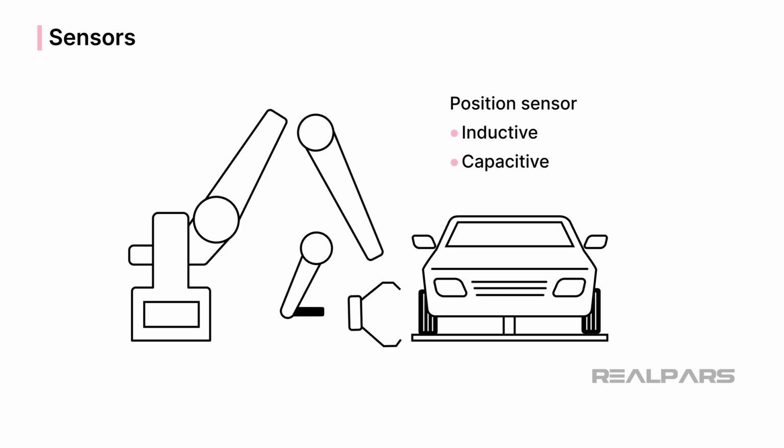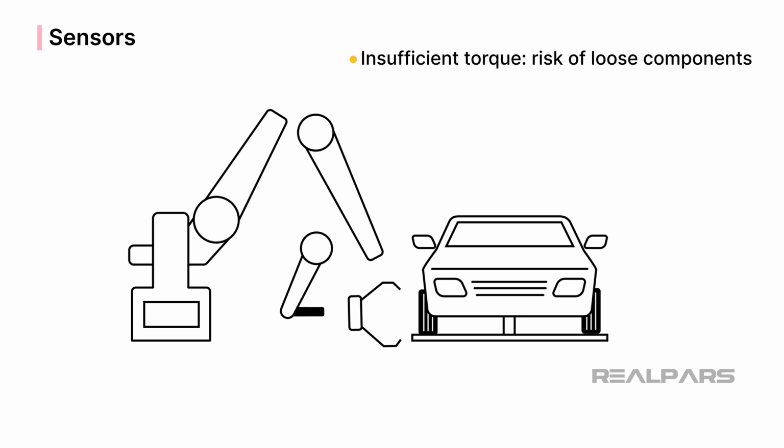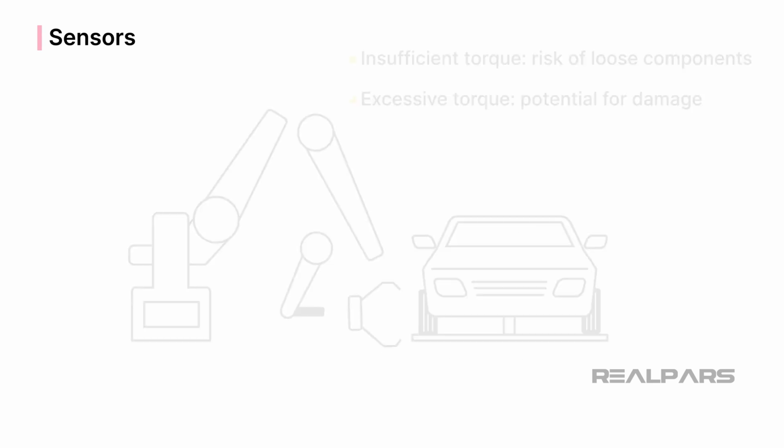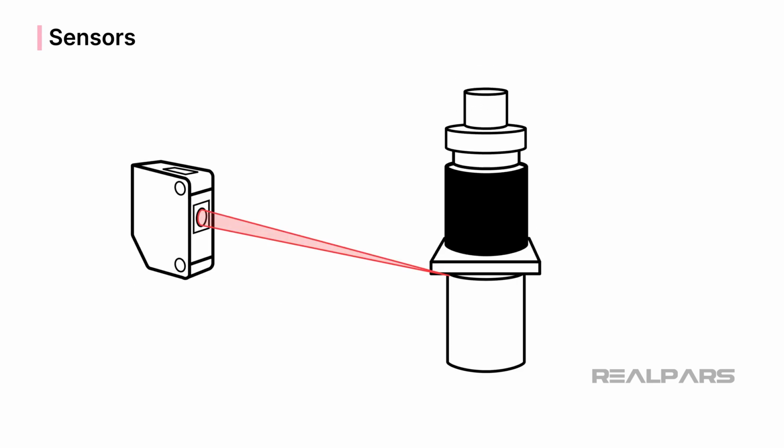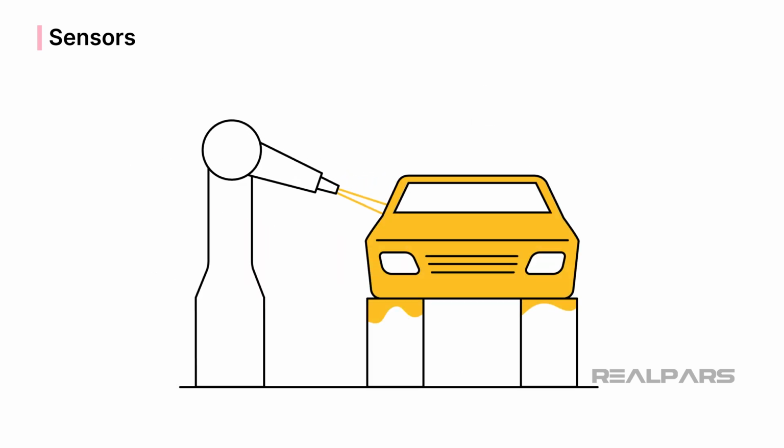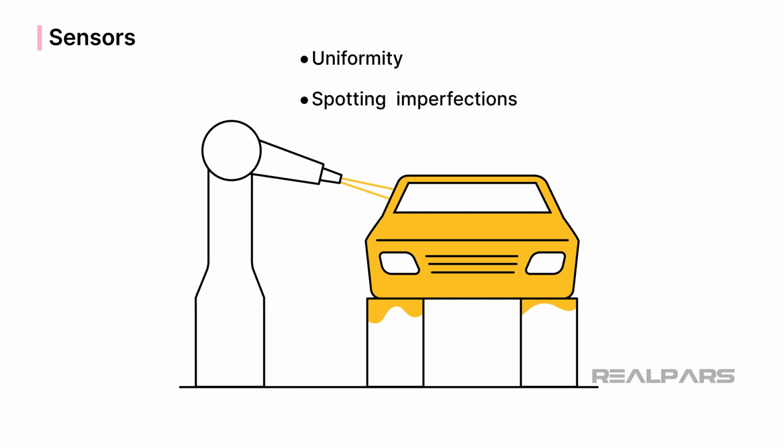Torque sensors, deployed on robotic arms and tools, help guarantee that the correct force is applied when attaching components, like fasteners and bolts. Too little torque, and components might come loose. Too much torque, and there's a risk of damage. Optical sensors are used for many purposes, including inspection of subassemblies to verify proper fit, and to monitor the quality of paint and coatings application, checking for uniformity and spotting any imperfections.